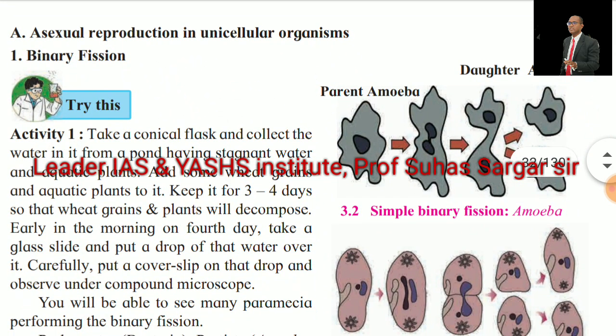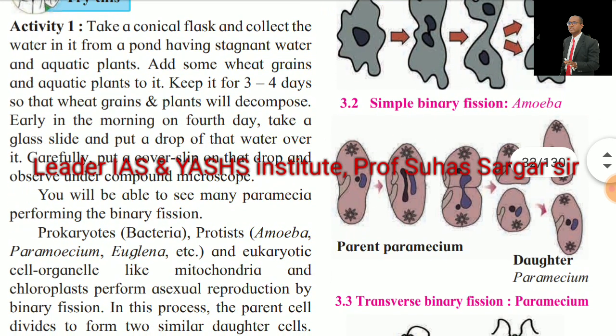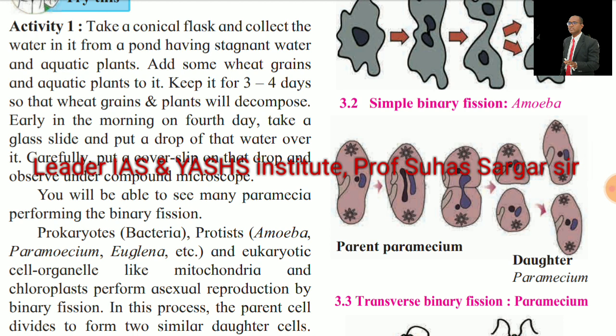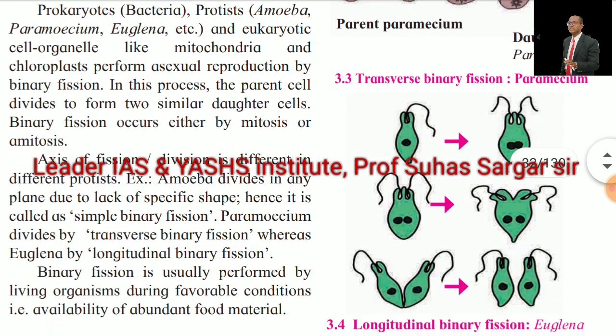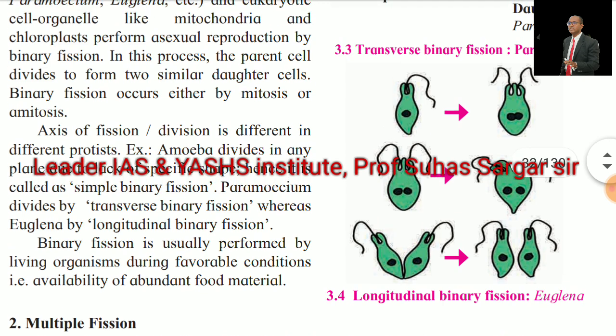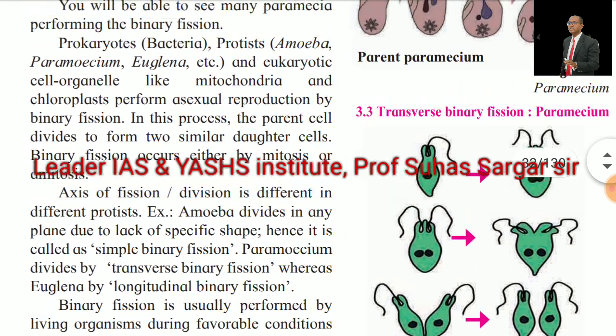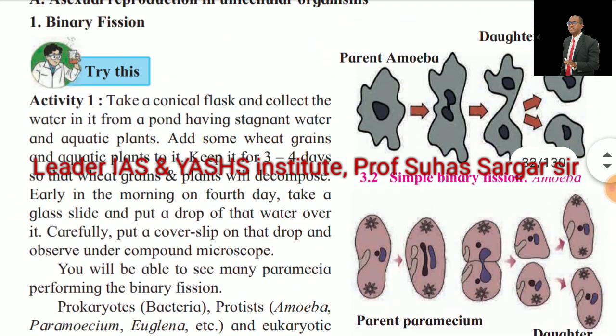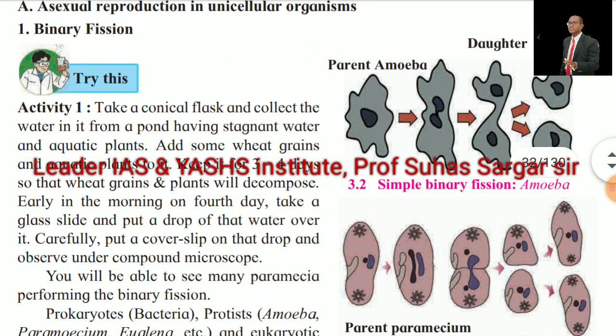Asexual reproduction in unicellular organisms. See the picture of simple binary fission of amoeba. See the picture of transverse binary fission of paramecium. See the picture of longitudinal binary fission of euglena. Try this. First, binary fission.